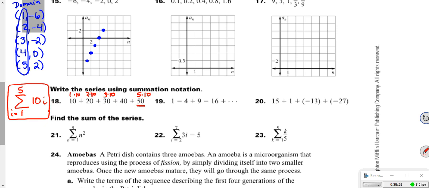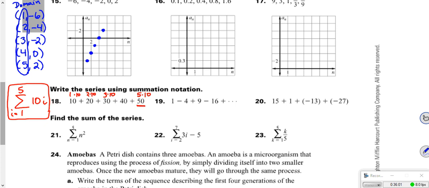Let's look at, actually I want to do 19 with you. Actually, I want to do 20 with you guys. 19 isn't bad either, but let's do 20. Remember, let me just point out on 19 that your signs oscillate from positive to negative, so you are going to have a -1 to some power. Then you're going to have to figure out the rest of the rule. But anytime your signs oscillate, positive, negative, you're going to have -1 to some power.